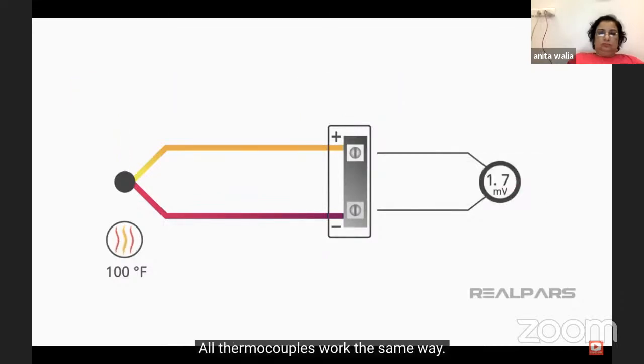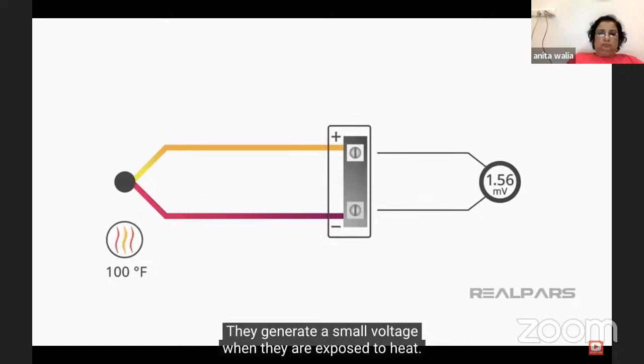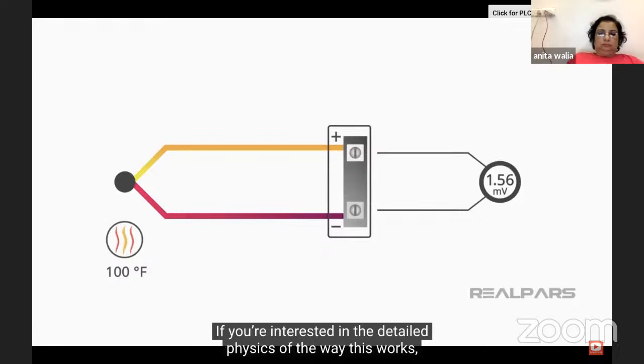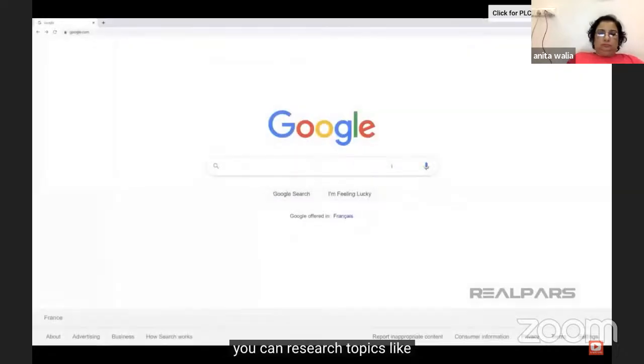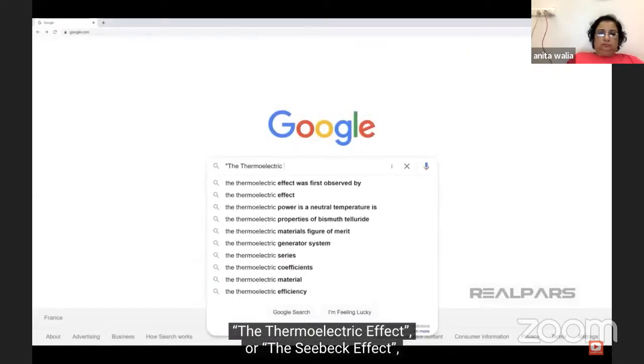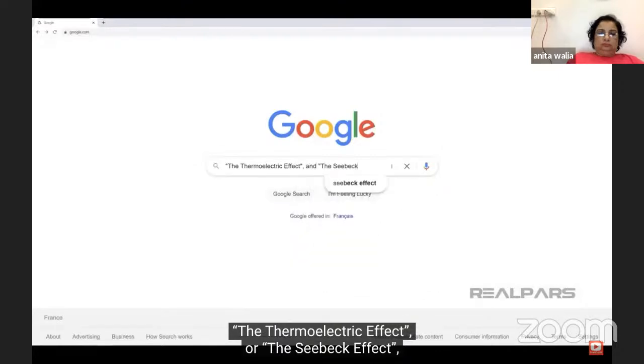All thermocouples work the same way. They generate a small voltage when they are exposed to heat. If you're interested in the detailed physics of the way this works, you can research topics like the thermoelectric effect or the Seebeck effect.